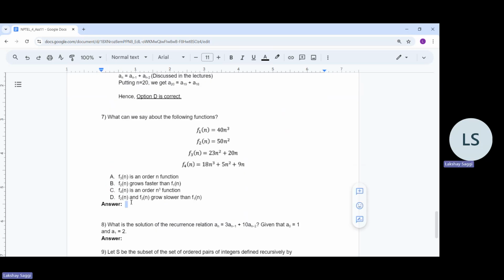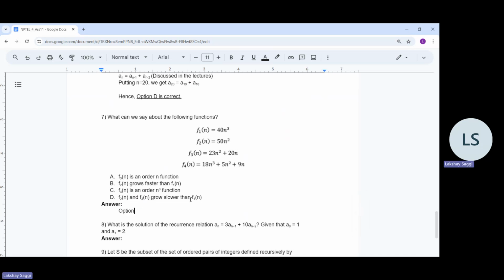Okay, now we move on to the seventh question. It says: what can we say about the following functions? We are given four functions. F1 of n is 40n cube, F2 of n is 50n square, F3 of n is 23n square plus 20n, and F4 of n is 18n cube plus 5n square plus 9n. There are multiple statements, and more than one choice can be correct. We have to find which of the following statements are true. So let's go statement by statement.